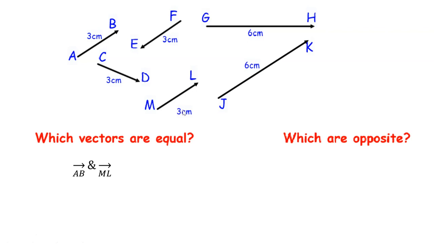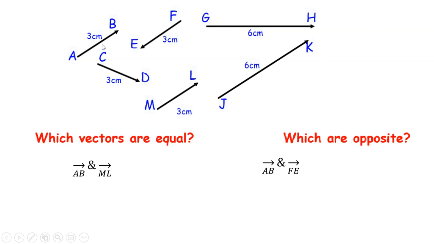Are there any other equal vectors that you can see there, apart from the ones that you just gave me, AB and ML? Anybody see any other equal vectors? No? Don't see any others? All right. Are there any opposite vectors that you can see? Okay, I'm seeing CD and EF. I'm seeing AB and FE. So it looks like there's more than one opposite vector. And I'm going to agree with you. AB and FE are definitely opposite vectors.